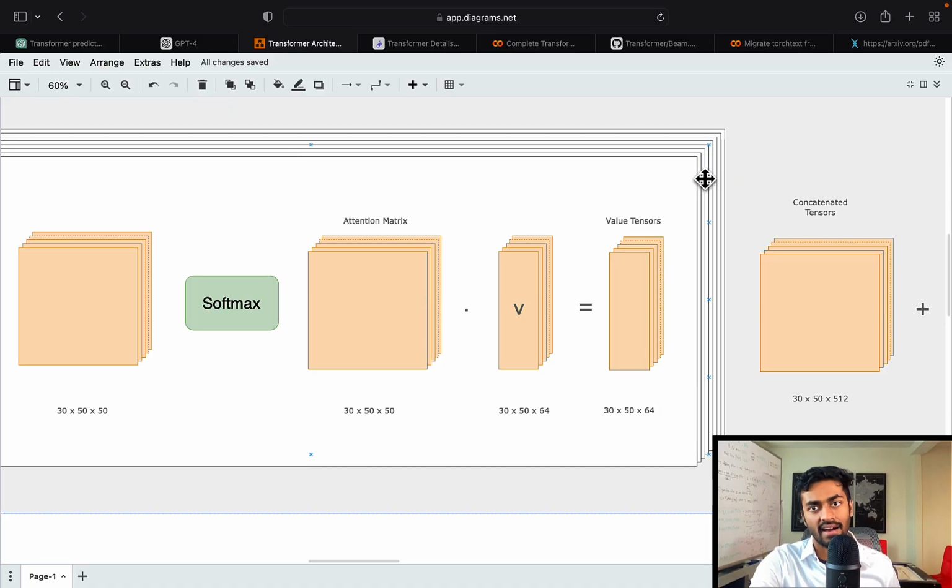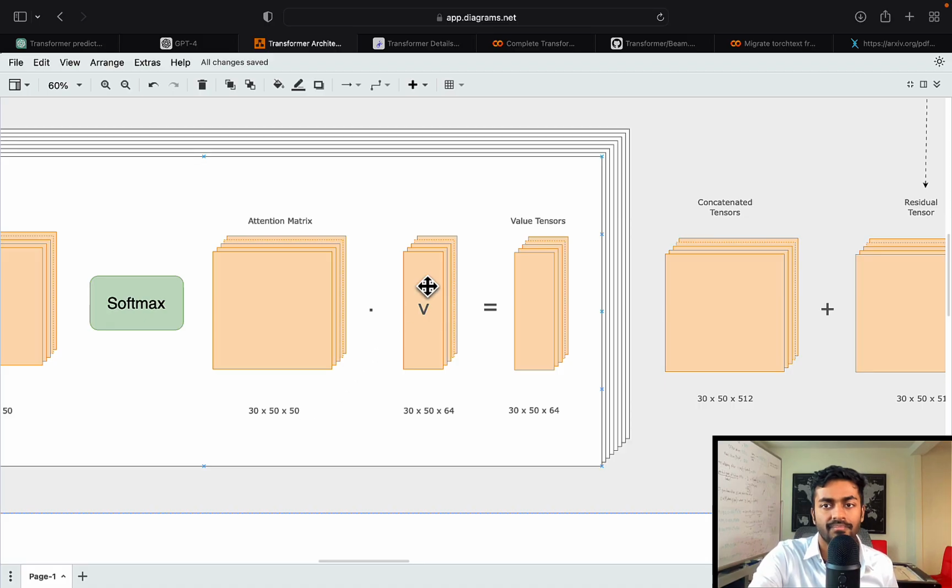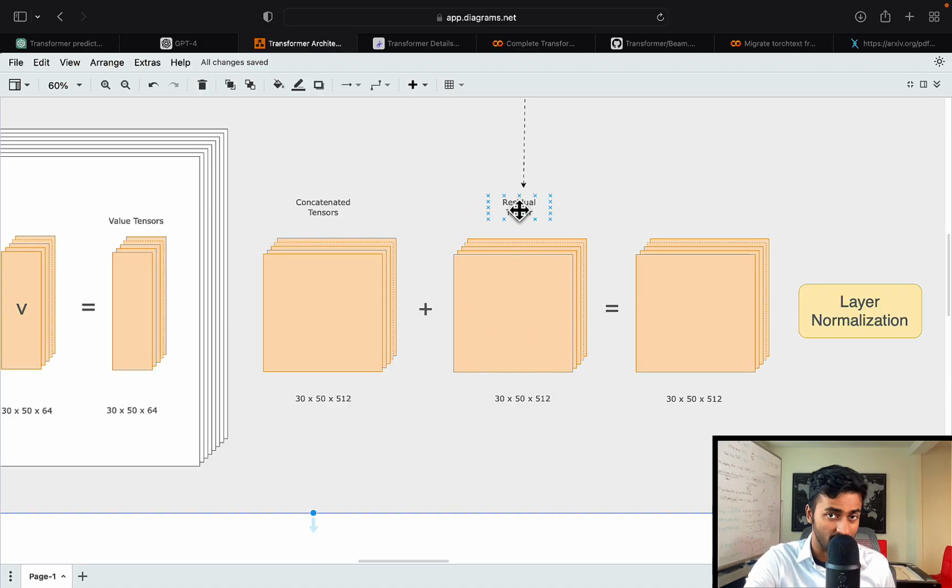But recall that we have 8 of these attention heads. And so if we concatenate them one after the other, we're going to get 64 times 8, which is 512. And so this concatenated tensor is now very much a contextually aware tensor, at least compared to the input to this entire multi-head attention unit. You'll see here now that we're adding a residual tensor.